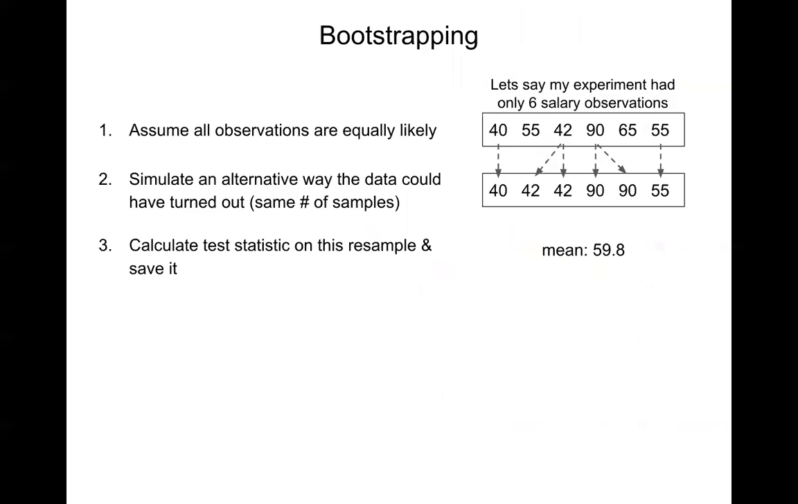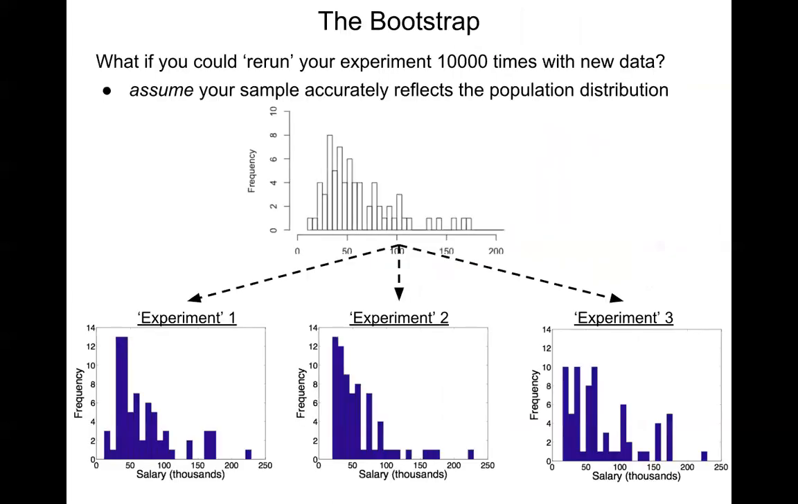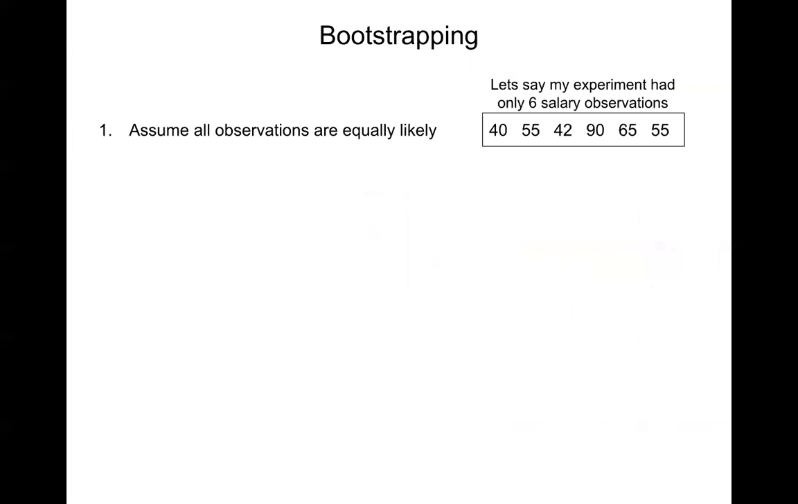Here's the idea behind it, and then I'll let you churn on it. You use your data to rerun your experiment, and you might say, how do you rerun an experiment with the same data? It doesn't make any sense. Let's just assume that all the observations that you got were independent and equally likely. So this is your actual sample data. You actually drew these, let's say, 6 samples.